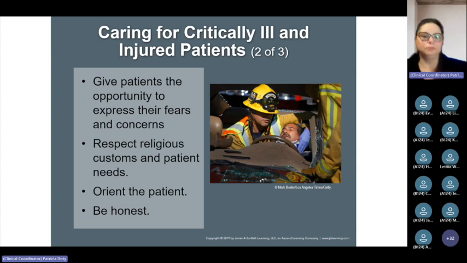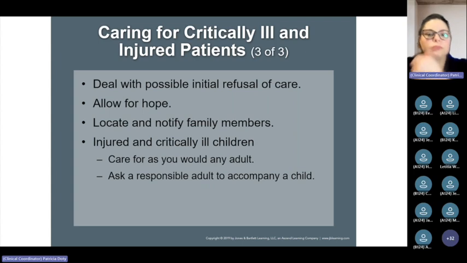Okay. All right. So give the patients the opportunity to express their fears and concerns, respect their religious customs and the patient's needs, and orient the patient and just be honest. Be completely honest with them. Like, hey, this is what we're about to do. This might not feel good. Okay. And then deal with possible initial refusal of care. That does happen from time to time. Go ahead and impress upon this patient that, hey, this could be a life or death situation. We don't want that to happen to you, right? Obviously, if they're critically ill, it is a life or death situation. But, hey, if we need to go to the hospital, let's go, you know? At the same time, don't give too much hope, but allow for hope, if that makes sense.